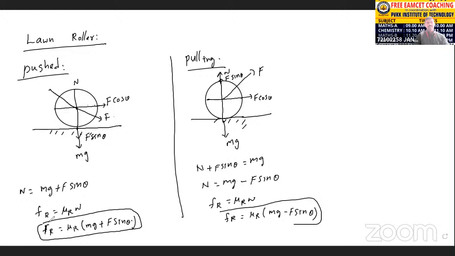Which is easy, pulling or pushing? If there is a plus, friction is greater; if there is a minus, friction is less. So if friction is less, the body moves freely. So pulling is easier than pushing. Which is easy? Pulling. Pulling of the lawn roller is easier than pushing. Okay, right. So let's do a problem on this.